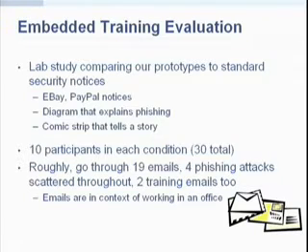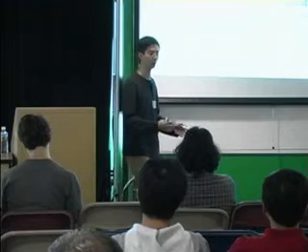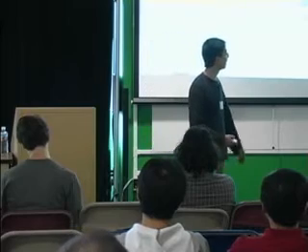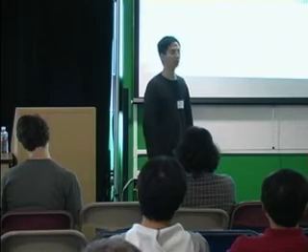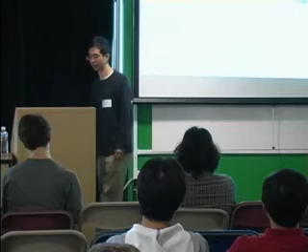10 participants in each condition, 30 total. Roughly what happened is they went through 19 emails. There were 4 phishing attacks scattered throughout and 2 training emails as well. It's basically the same story: you're still Pat Jones, you're still working for this company, and so on. I won't show you the specific stats here. If you want, I have it as a backup slide.